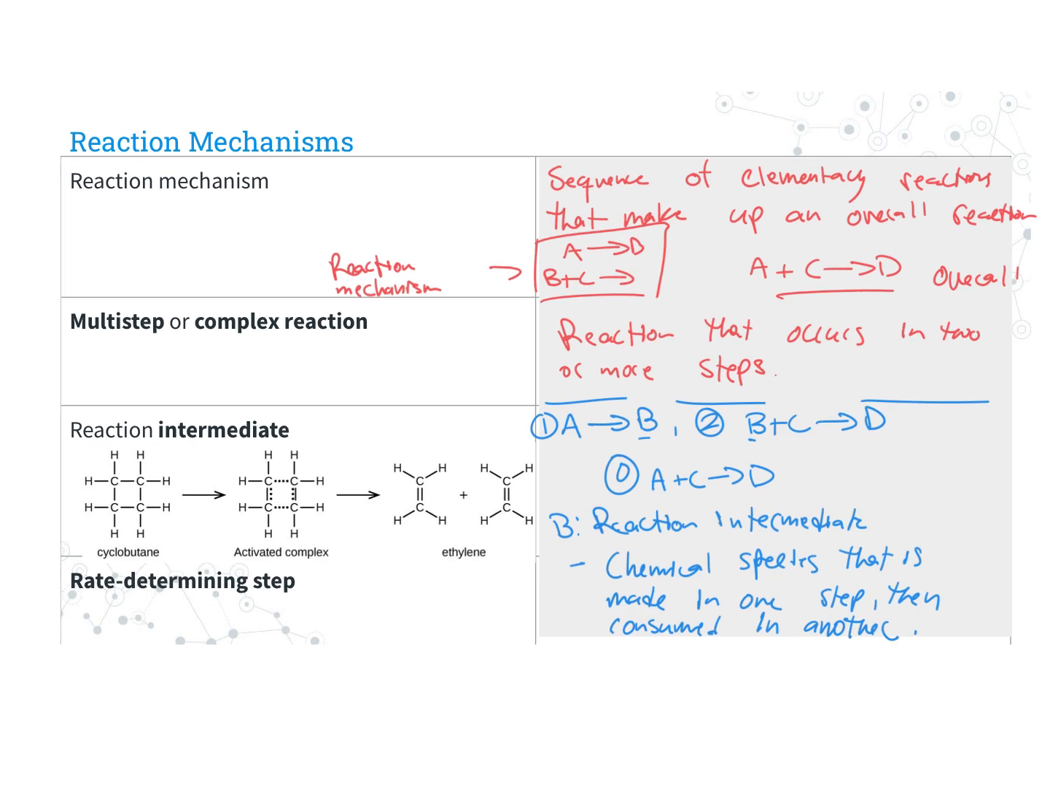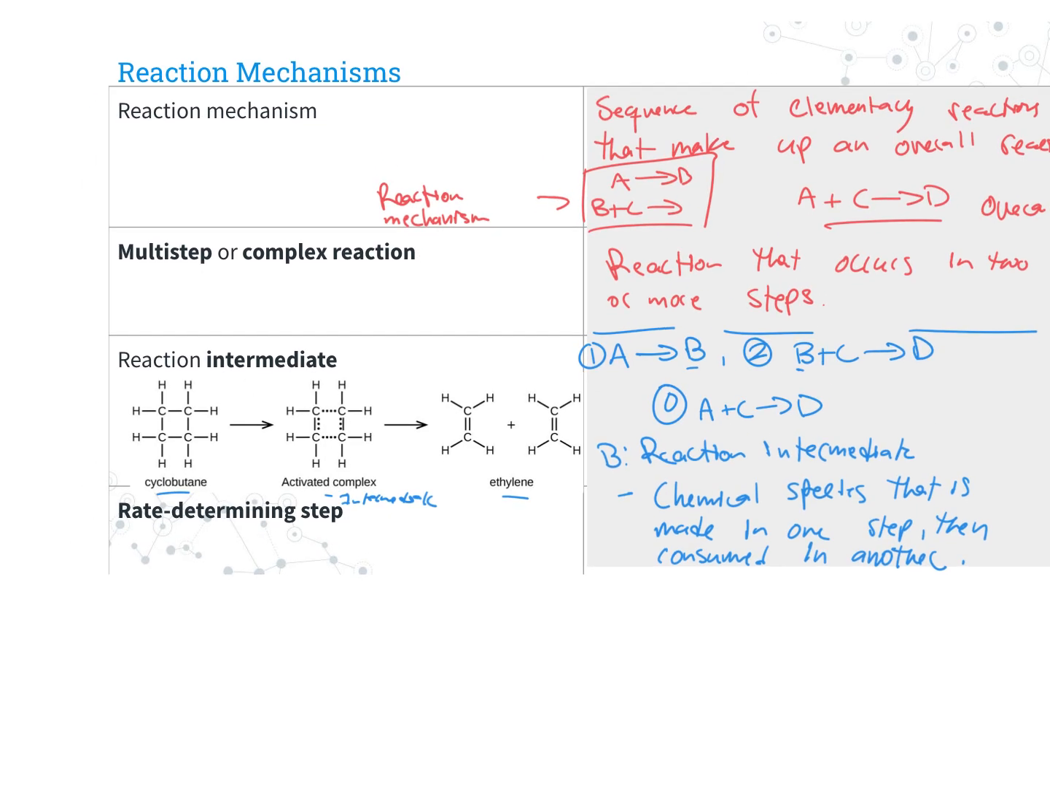We have this example here of cyclobutane. We make this activated complex. This is our intermediate. And then it breaks down to make ethylene. In the overall reaction, we don't have that activated complex, but it is made in the process of that reaction. And then finally, we've talked about rate determining step, but this is the slowest step in a reaction mechanism.